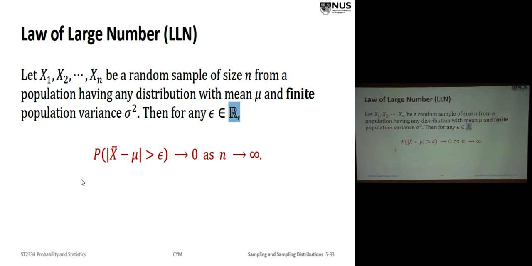So it's equivalently this, and what it means is that as you get more and more individuals in your random sample, your sample mean is basically almost the same as your population mean.